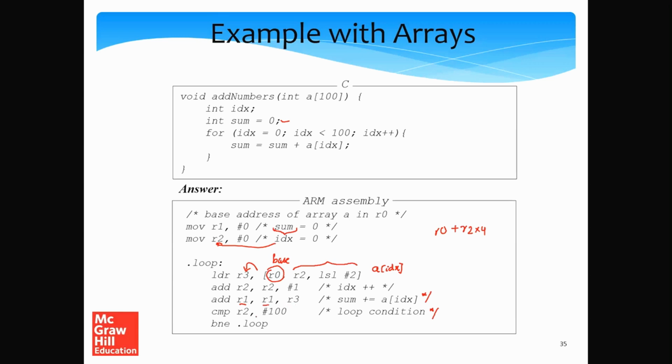After computing the sum, we compare the index, which is in R2, with 100. If you have reached 100, the loop terminates. If you have not reached 100, so if it's branch not equal, which means R2 is not equal to 100, which means we have more iterations left, we go back to the beginning of this phase, which is .loop.